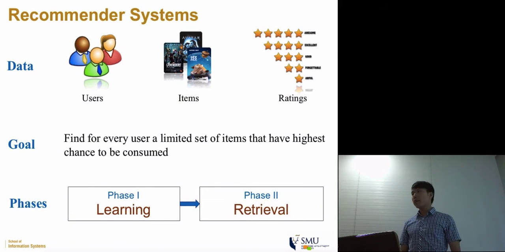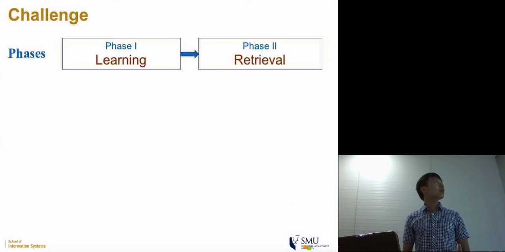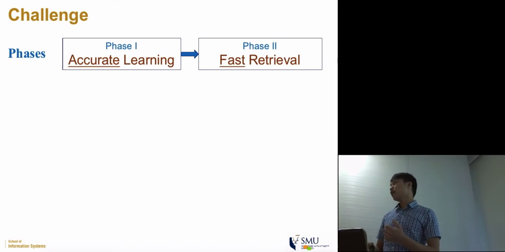And a typical recommender system will have two phases. The first phase is the learning phase, or what we usually call the training phase. And the second phase is the retrieval phase. Each of these phases has its own concerns and issues. For example, for the first phase, we want an accurate learning model. And in the second phase, we want a very fast retrieval system.